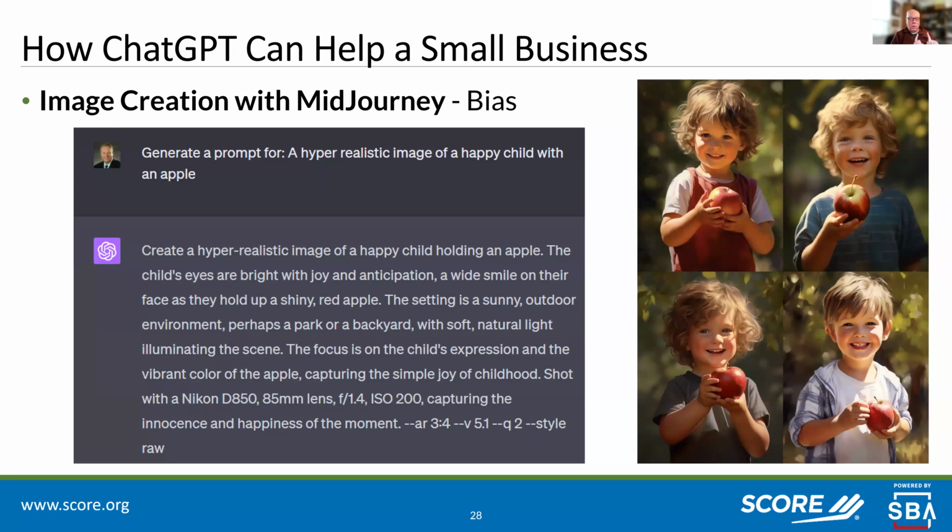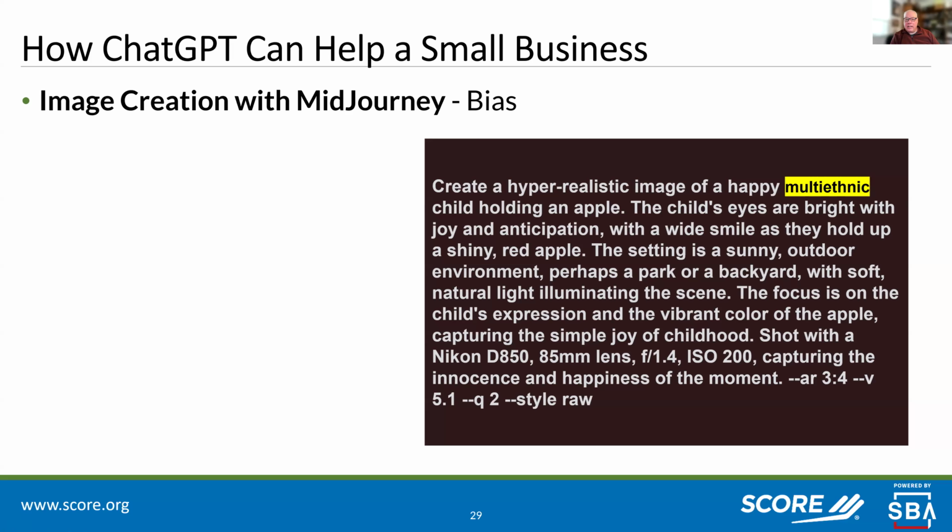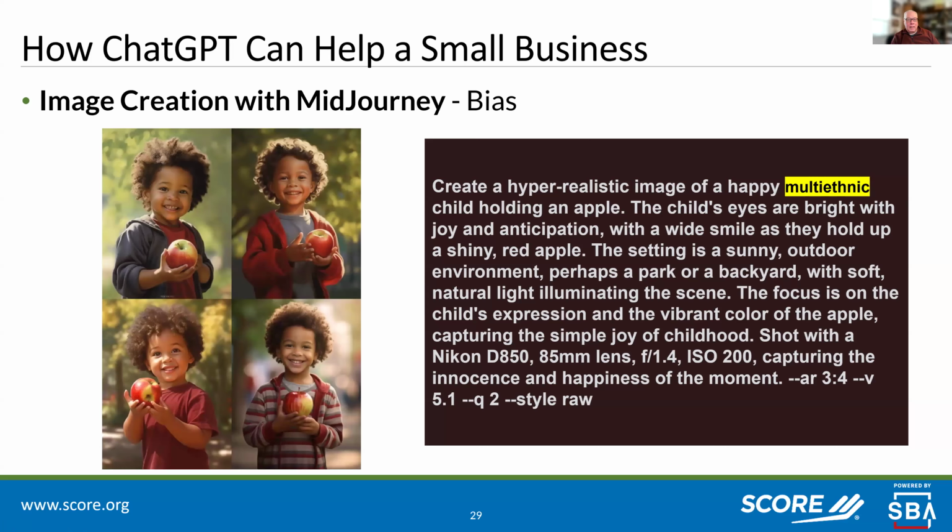So when you're understanding that AI can be biased, I made one change to the prompt. I said, create a hyper realistic image of a happy multi ethnic child holding an apple. This is what I got. So just understand there is bias in AI, and if you want very specific results, ask for them, or it's possible that you'll get biased results.